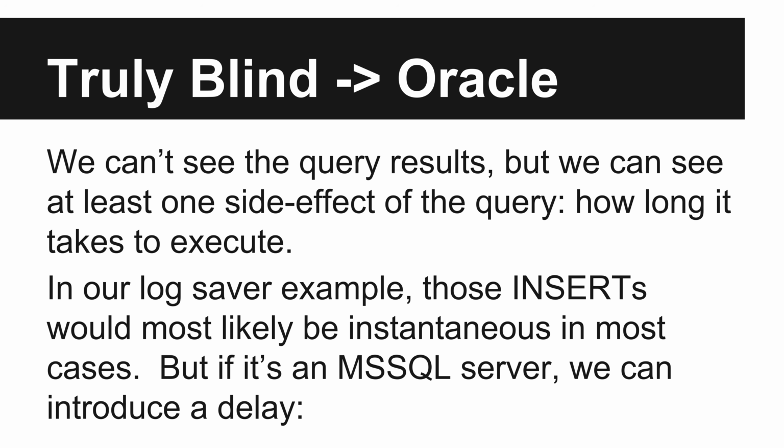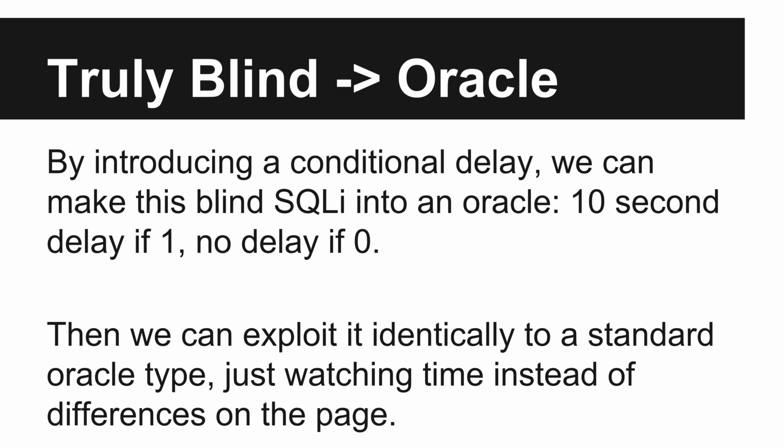But what about exploiting truly blind SQLi? If we can't possibly see the results, how can we hope to get information out of it? Well, you can often make these into an oracle. We can't see the query or its results, but we can see a side effect, how long it takes to execute. By introducing a conditional delay, we can make this blind SQLi into an oracle. For instance, delay 10 seconds if it's a 1-bit, no delay if it's a 0-bit. Then we can exploit it just like any other blind SQLi. You just watch the request time.